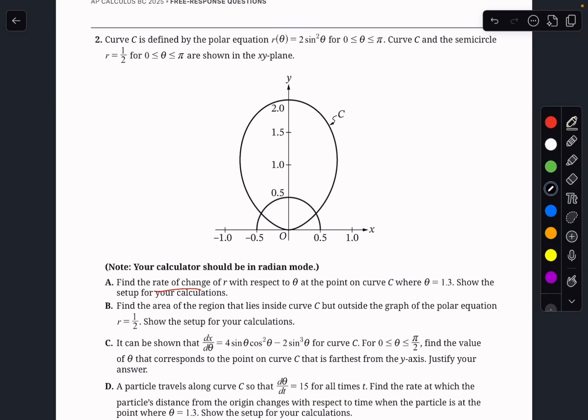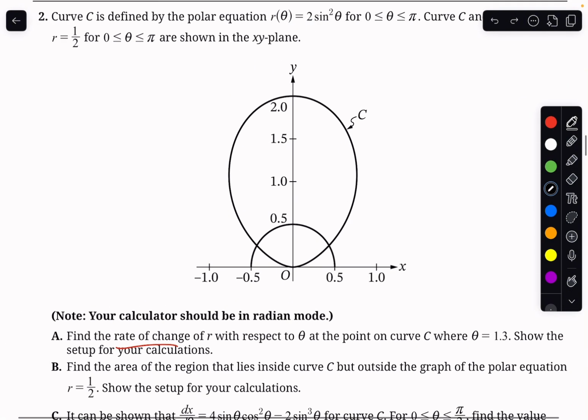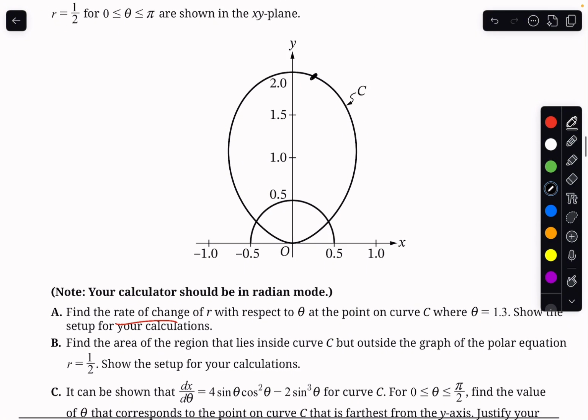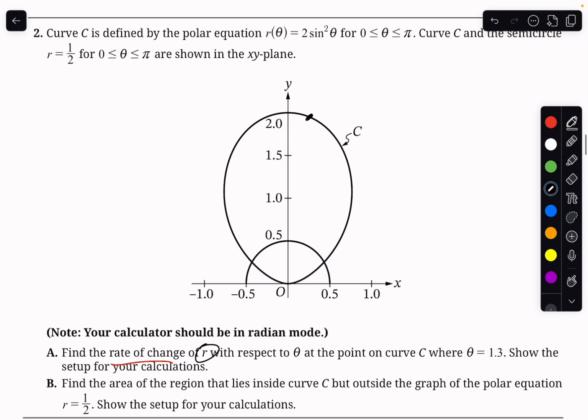Specifically, if you read it precisely, it says find the rate of change of r with respect to theta. So that means when we have theta is equal to 1.3, wherever that value is, well, I could actually check. Pi over 2 is about 1.5. So yeah, 1.3 should be right here. It wants us to find the rate of change of r. So does that mean that r is increasing or is it decreasing?